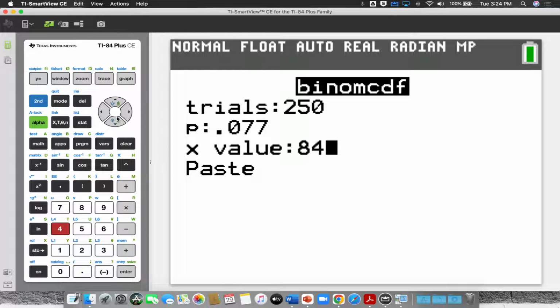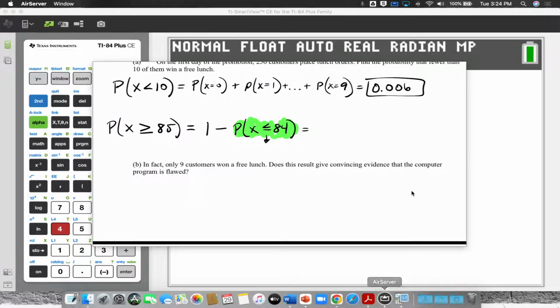Okay. That means I'm going to start with 0 and I'm going to go up to 84. Is that what I want? I'm going to start with 0 and I'm going to go up to 84. Is that what this means? Yeah, that's what it means.